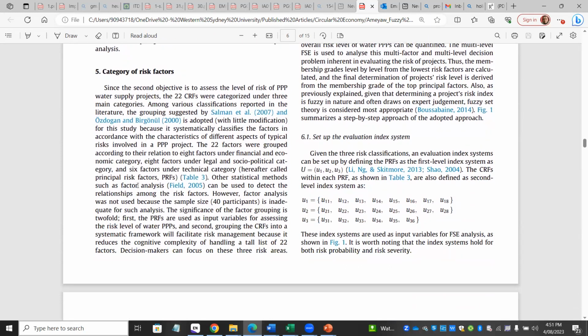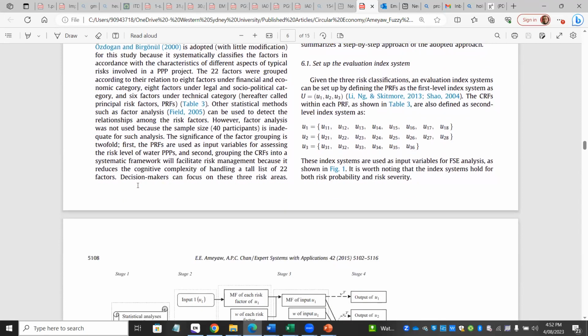So you first set up the evaluation index system. The groups are called first level index systems, and then the critical or individual factors are called the second level index system. These index systems are used as input variables for the FSE analysis. If you remember, with respect to the other one that we did, I mentioned that you need to set up your critical variables as a first step in the FSE analysis.